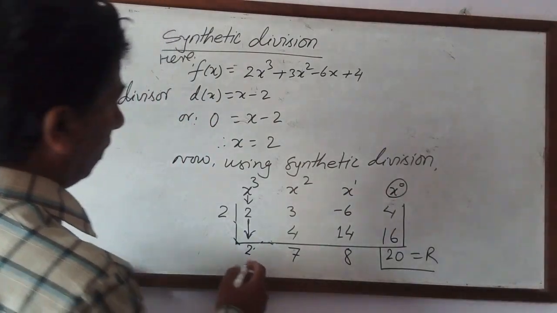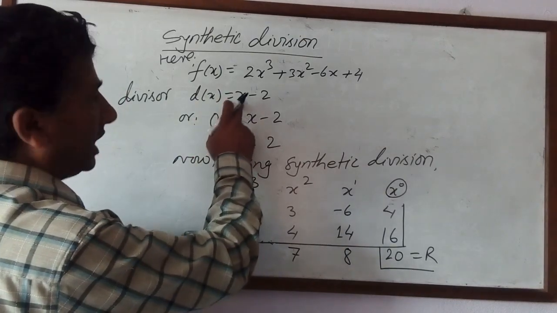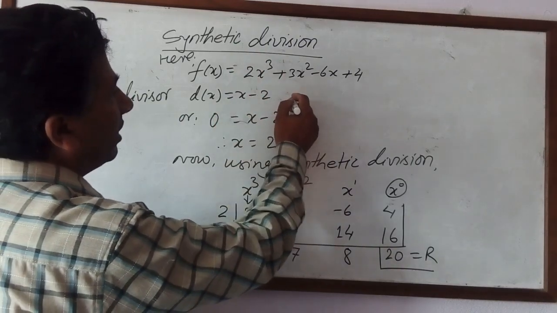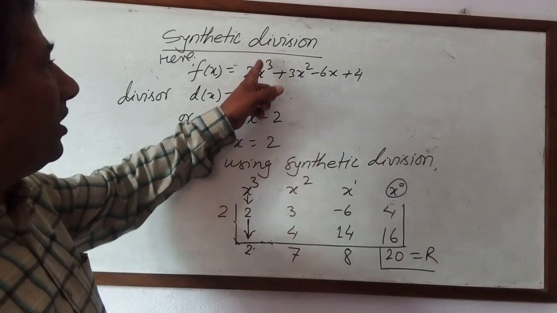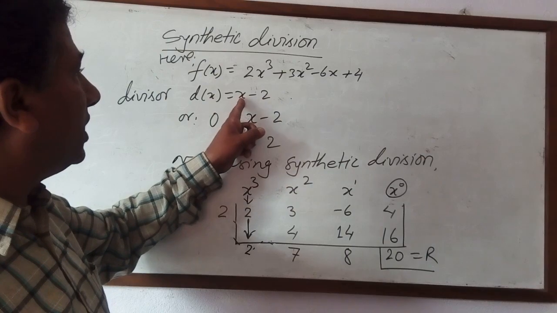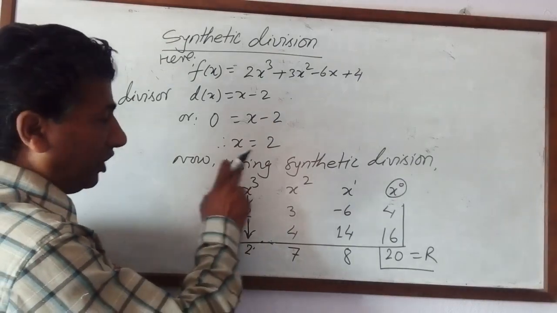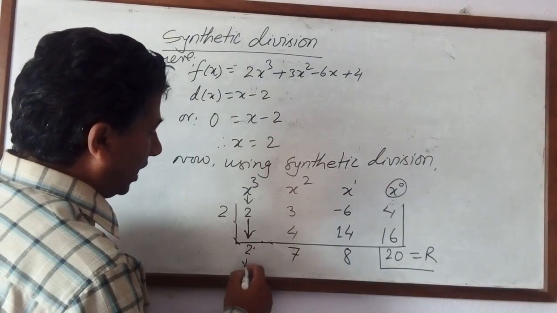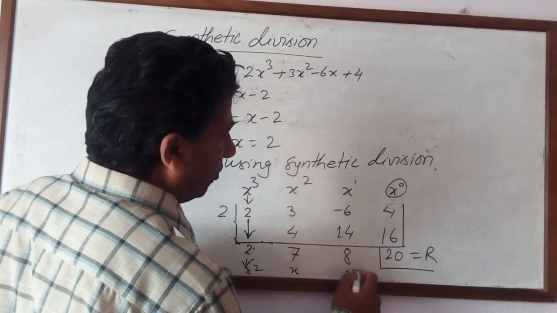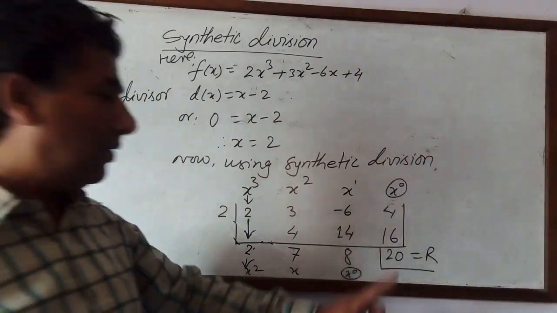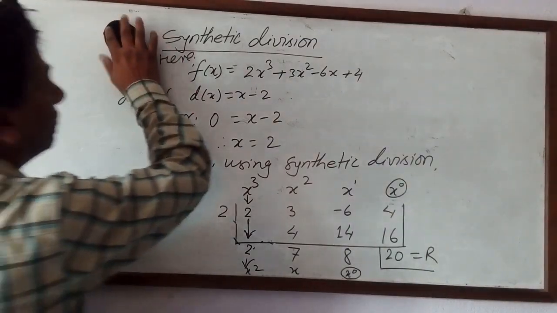Now here the highest power is x cube, degree 3, and our divisor's highest power is x to the power 1, degree 1. We subtract the degree of the divisor from the degree of the polynomial: 3 minus 1 is 2. So x power 3 reduces by 1 and becomes x square, then x power 1, then x power 0. We do not write x power 0 because it means 1.